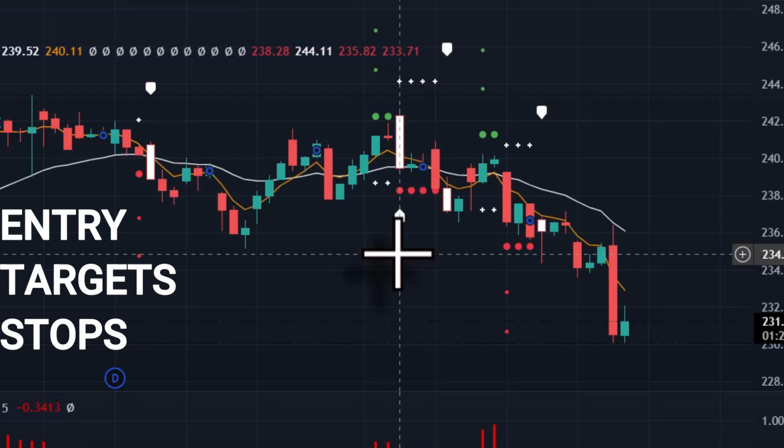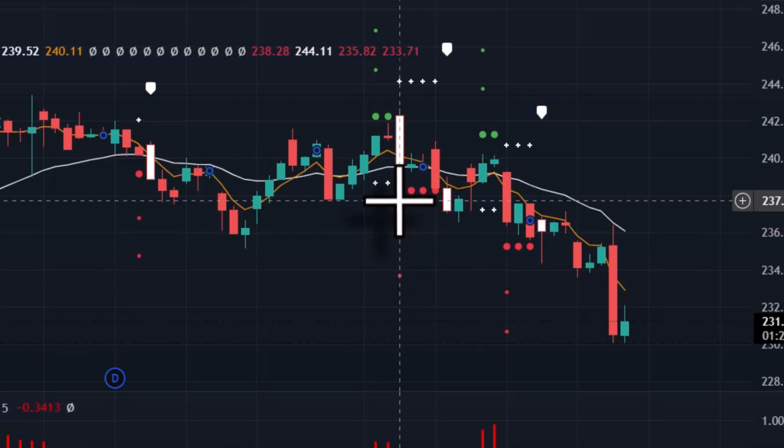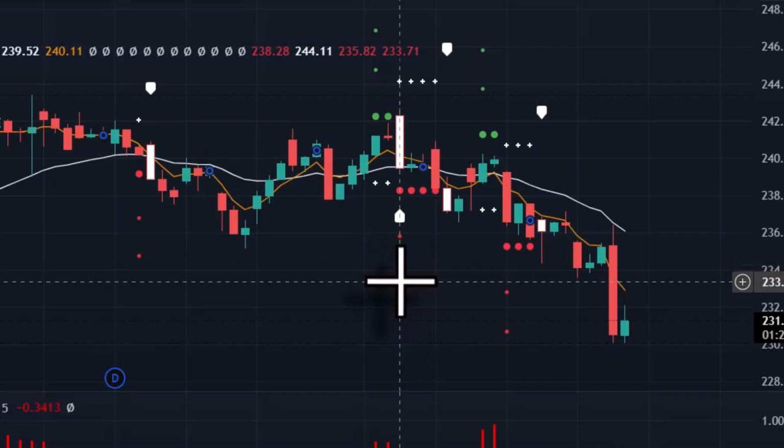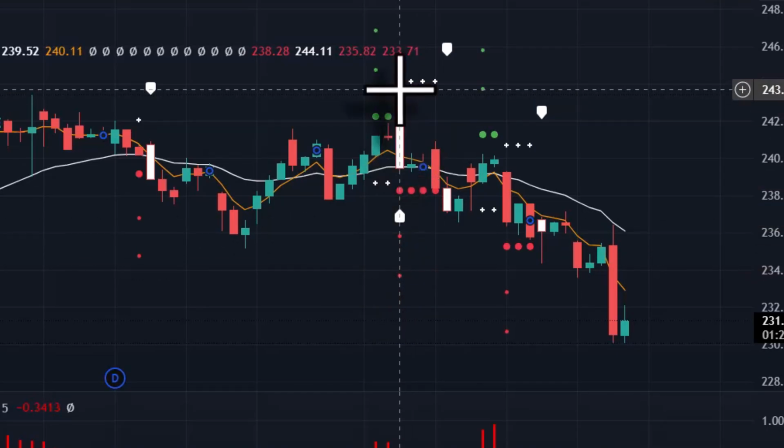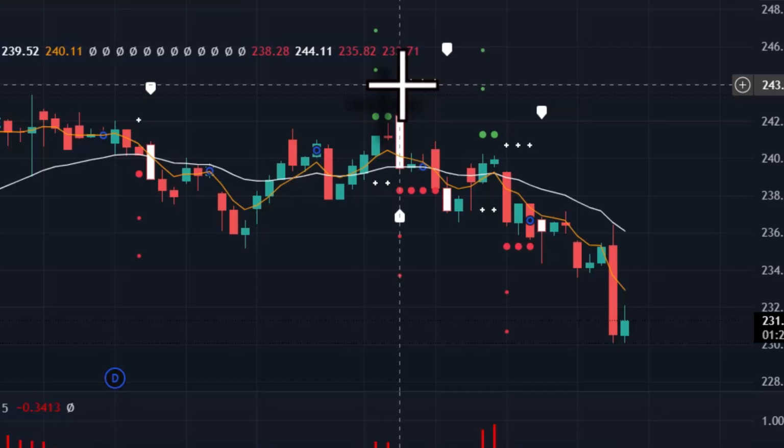The first series of red dots, that was my entry point. My two target levels down below, those are identified by the lower series of red dots. And the white cross up above, that's my stop. Everything's outlined for me in real time. It's either a setup or it's not. And if it's a setup, I know exactly where to get in and where to get out. The system is fully dynamic.